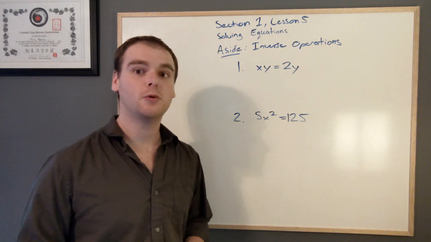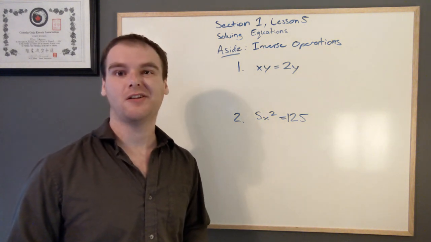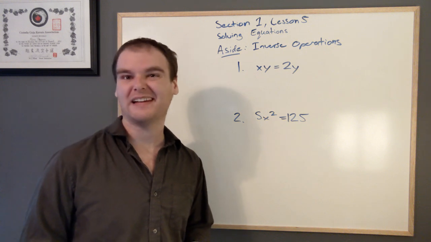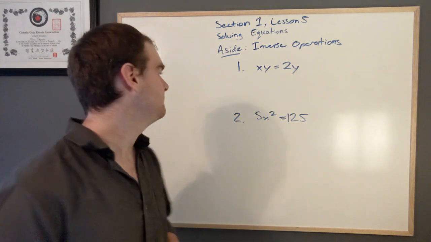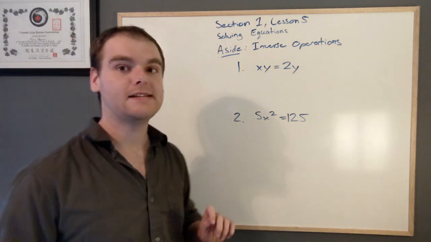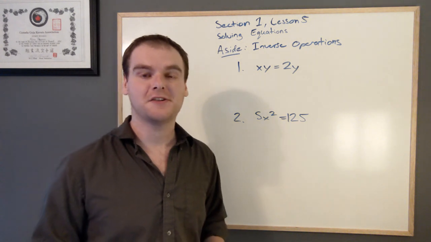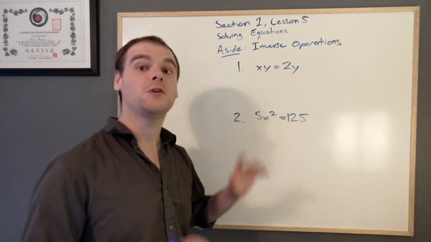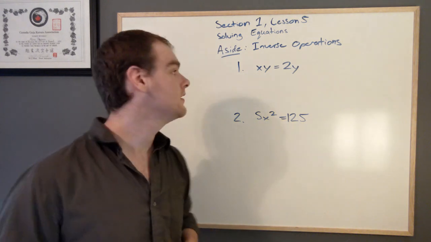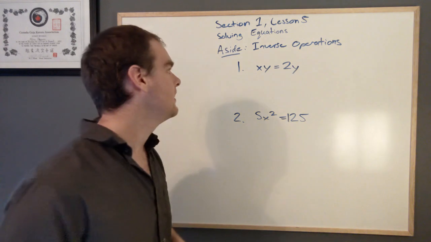Alright, on to the aside. We're going to look at some more inverse operations. This stuff is probably the kind of thing you might not see on your homework, but you might occasionally. So I just want to give you the exposure to it. So in this first one, you have a second variable that you're not being asked to solve for, but is present on all terms. That means all terms on the left and all terms on the right. So here we have xy equals 2y, and I'm asked to solve for x.